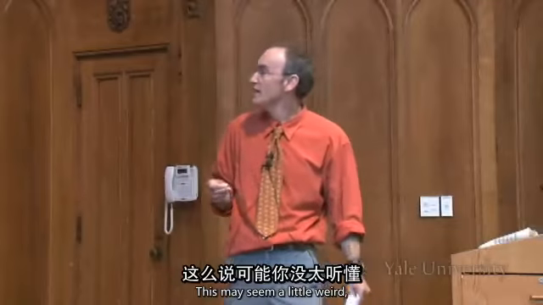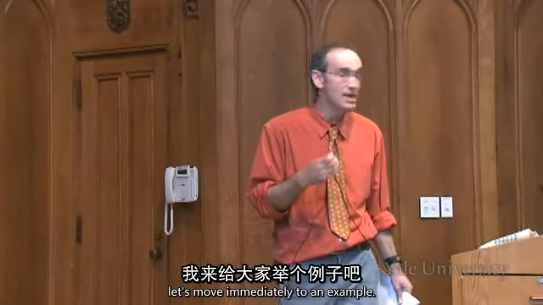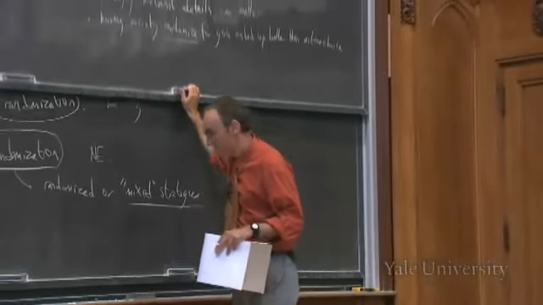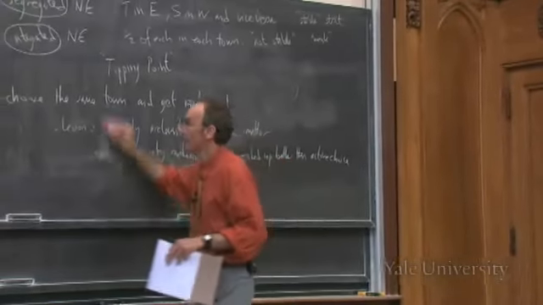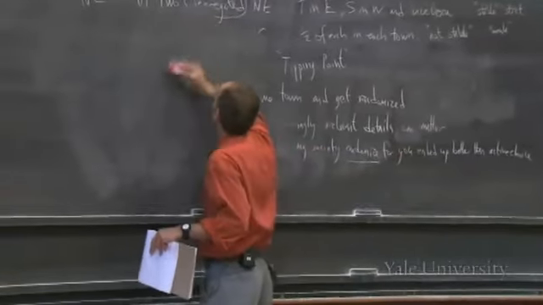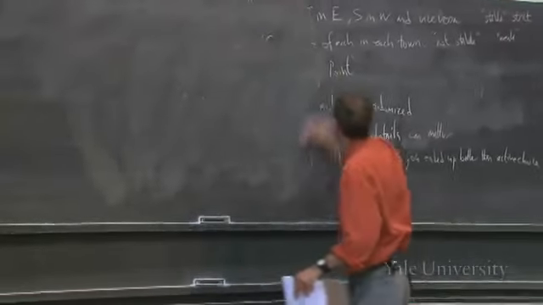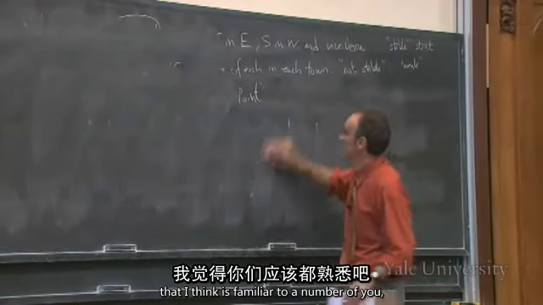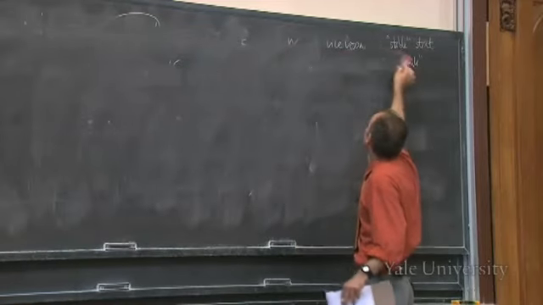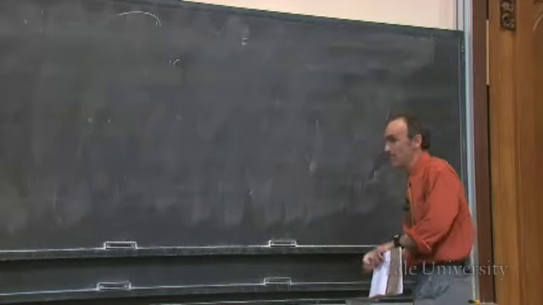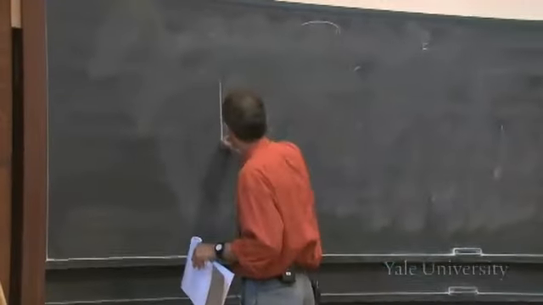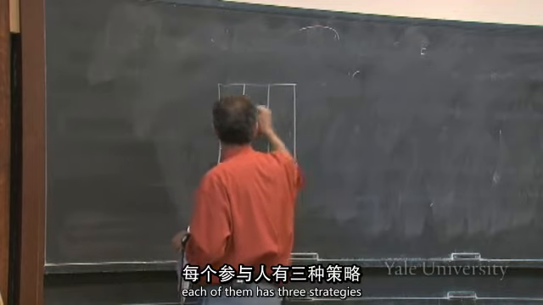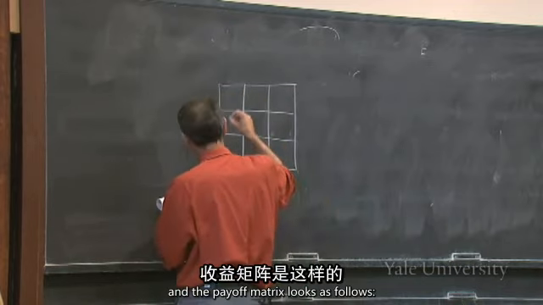This may seem a little weird, so to make it seem a little bit less weird, let's move immediately to an example. So the example I want to talk about is a game that I think is familiar to a number of you. But I'll put up the payoffs and see. So the payoffs look like this. There are 2 players. Each of them has 3 strategies. And the payoff matrix looks as follows.